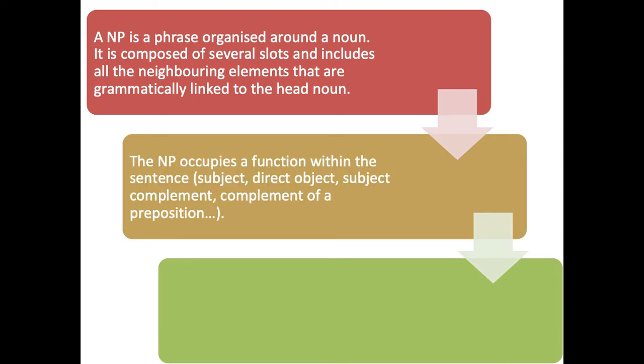As we've seen, noun phrases occupy a function within the sentence. They can either be the subject, the direct object, the subject complement, or the complement of a preposition. And finally, noun phrases can be replaced by pronouns, like it, he, or she.